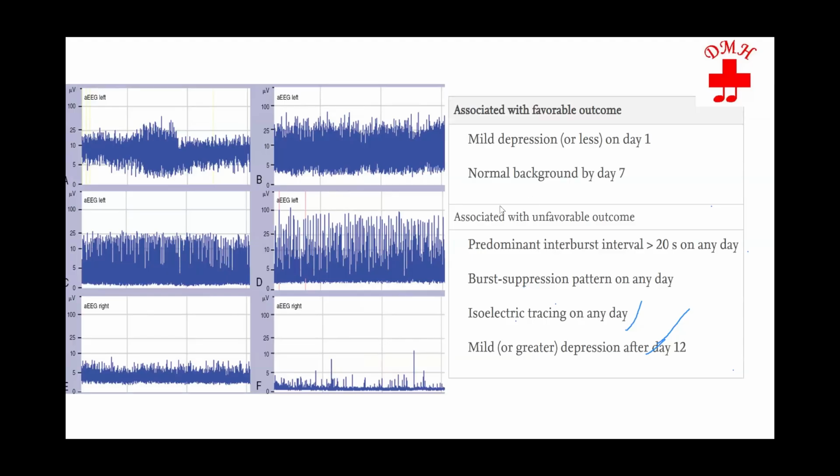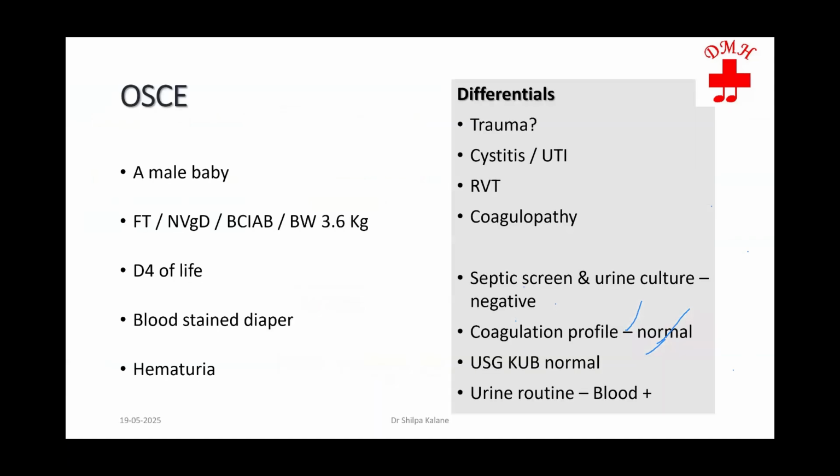Okay, so this I'll just read out. Mild depression on day 1 with normal background by day 7. Associated with unfavorable outcome are: predominant interburst interval more than 20 seconds on any day, burst suppression pattern on any day, isoelectric tracing on any day, and mild depression after day 21. I think that's it. The last is still rare.